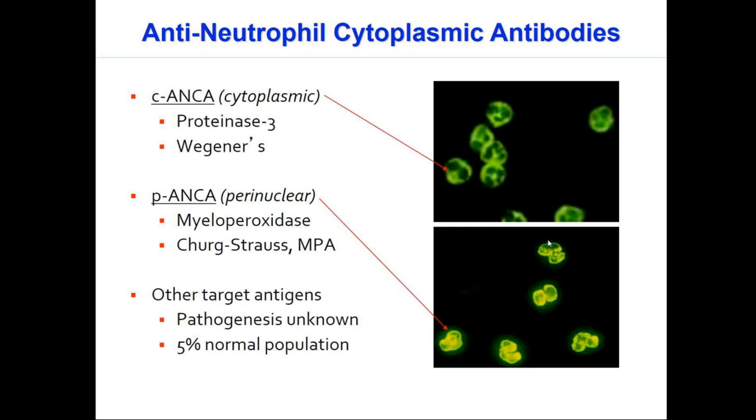Just a quick note about how ANCAs can be helpful in further differentiating between these entities. Cytoplasmic ANCAs, as shown in the image on top, are proteinase 3 related and often seen in Wagner's or GPA, and the perinuclear ANCAs are myeloperoxidase related and can be seen in Churg-Strauss or EGPA and microscopic polyangiitis. Of course, there are other target antigens, and up to 5% of the normal population can have positive ANCA testing.